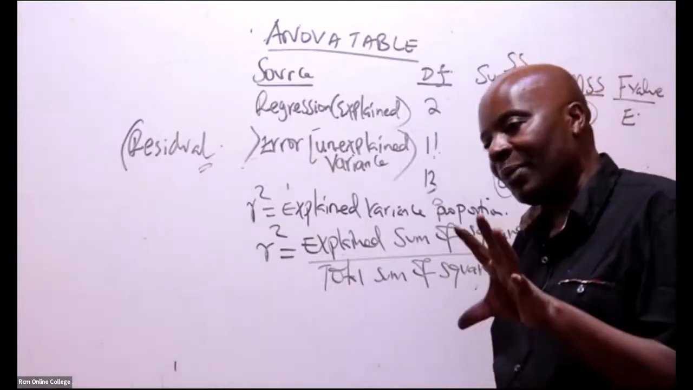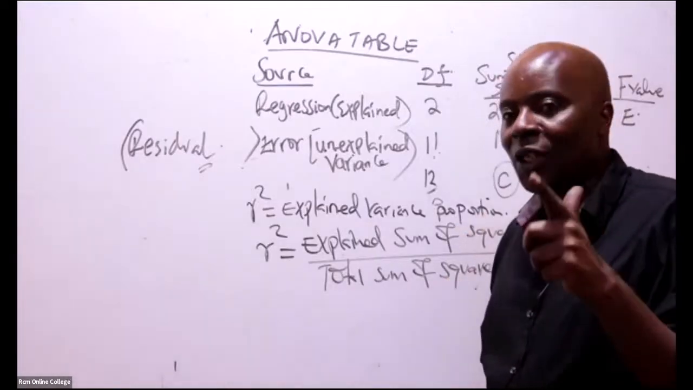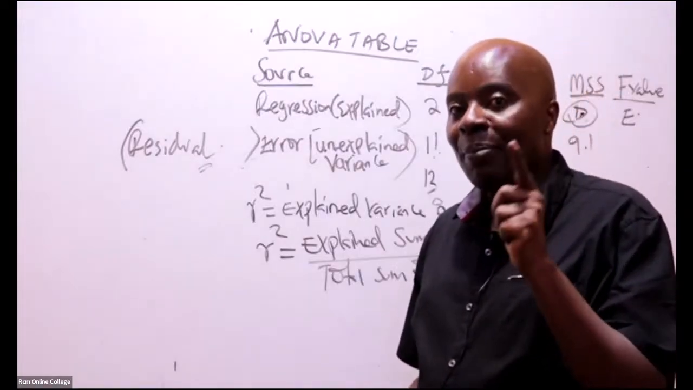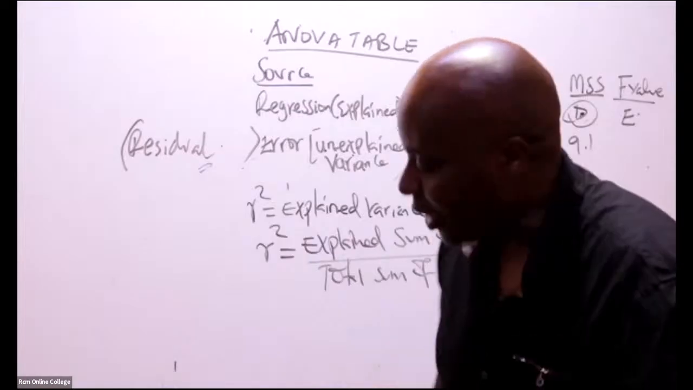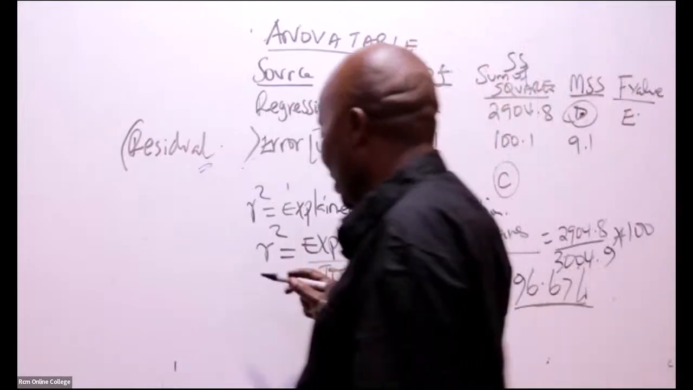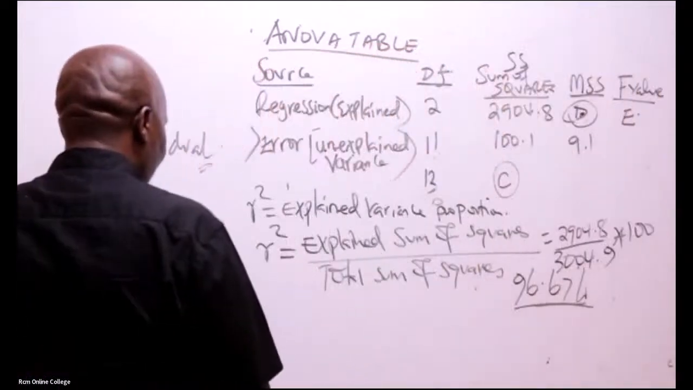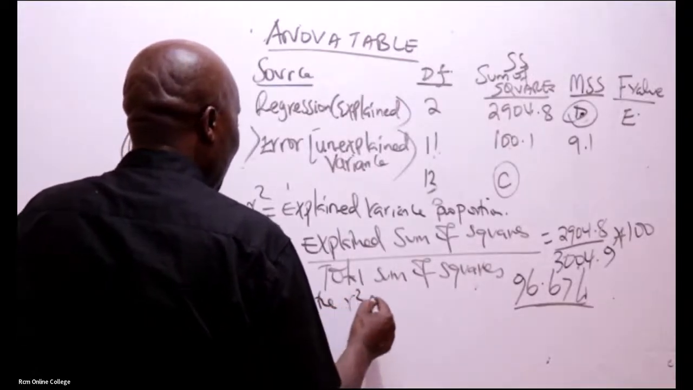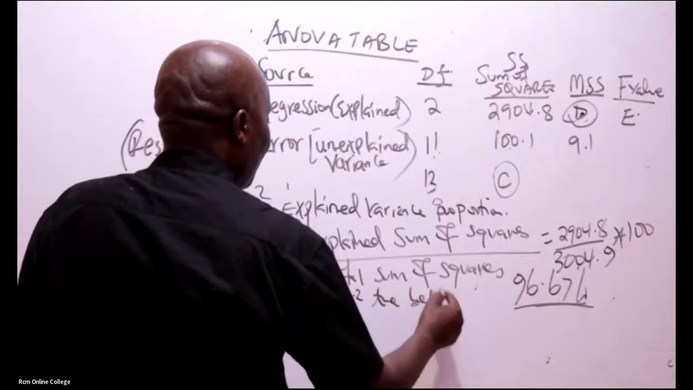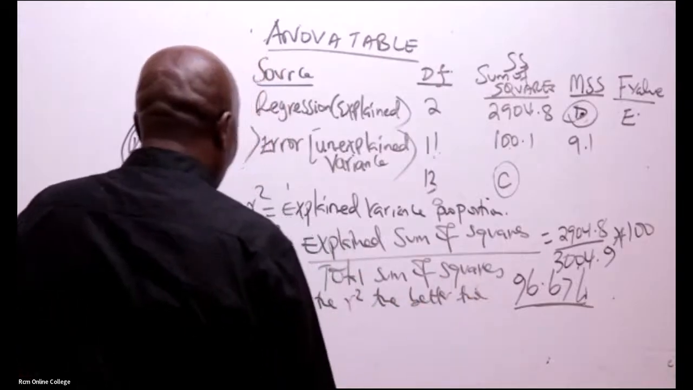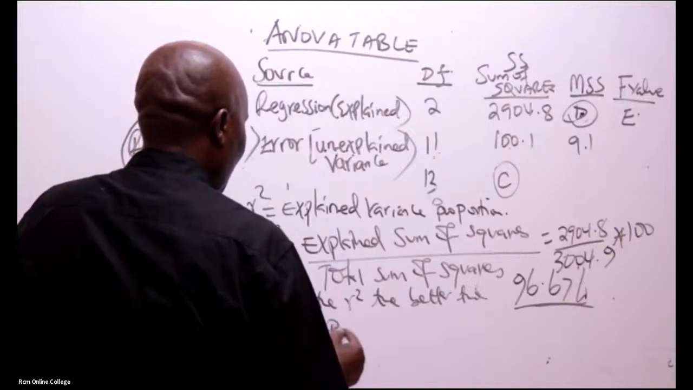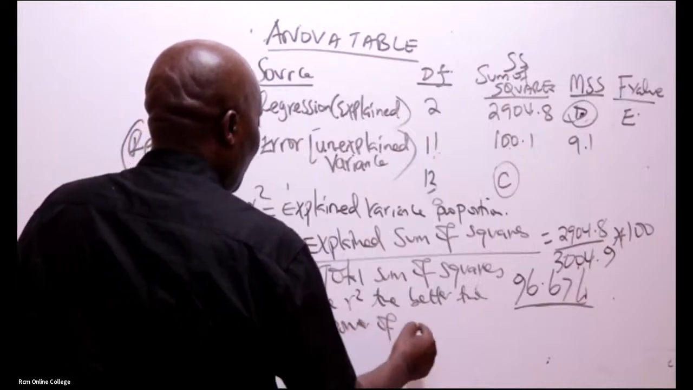Now, ladies and gentlemen, please write there that the higher the R square, the better the explanatory power of a model is. The higher the R squared, the better the explanatory power of a model is.